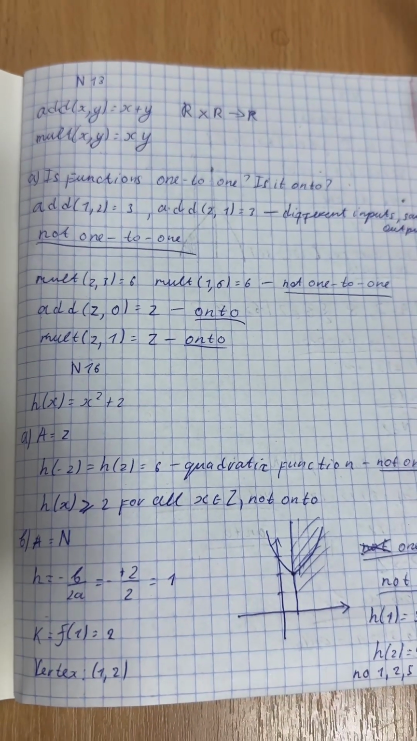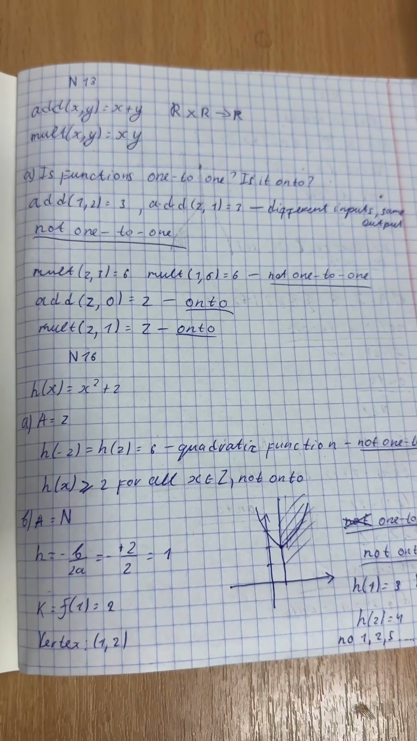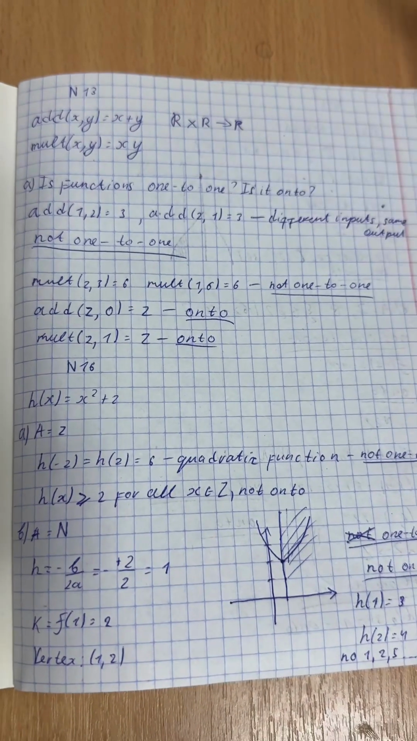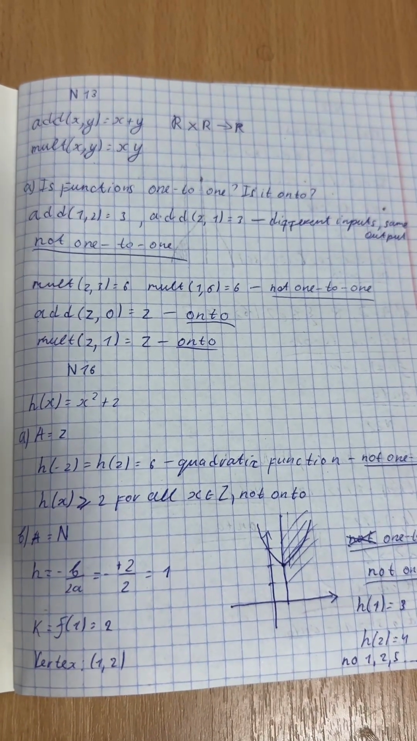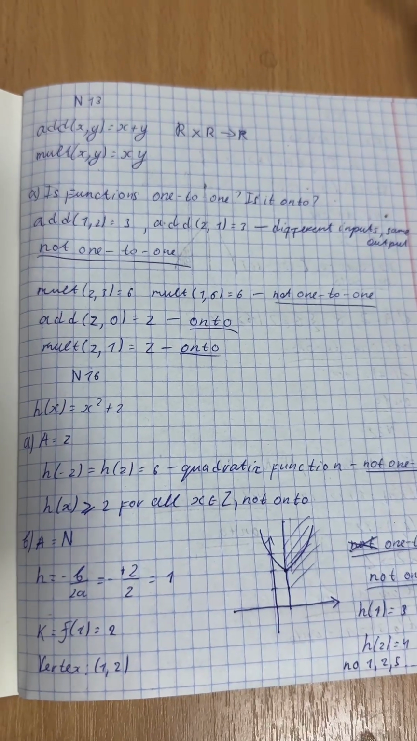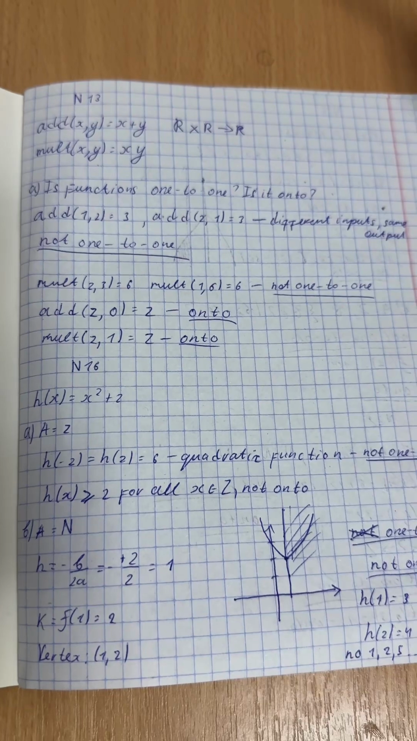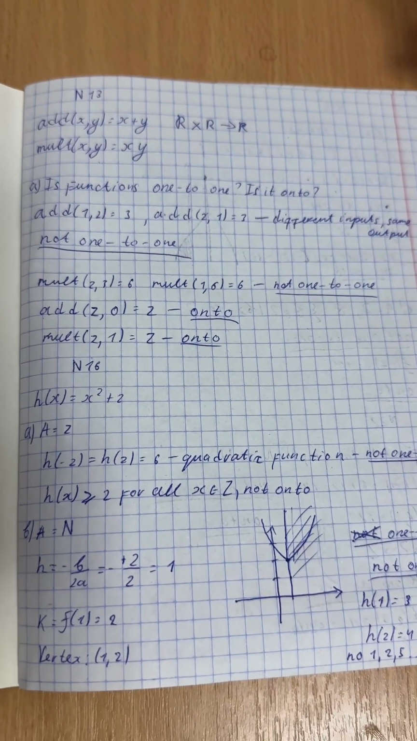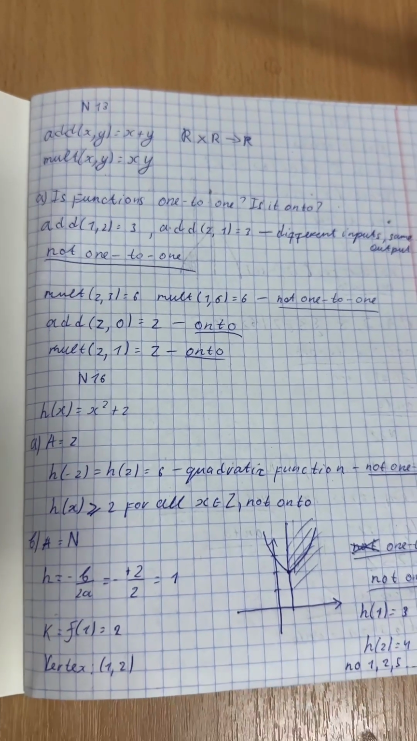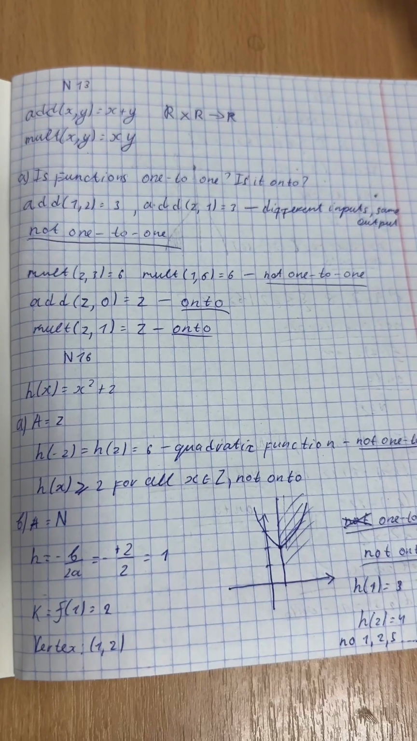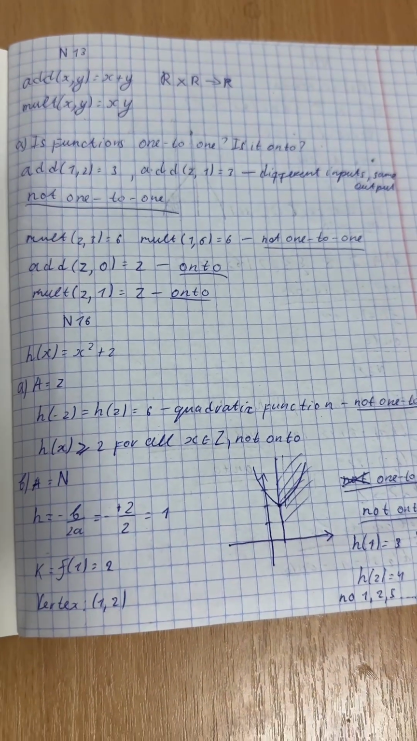And both of these functions are onto because for the first we can choose every number z and 0, and it will be onto. And for x multiplied by y, you can choose every number z and multiply by 1, and it will be onto.